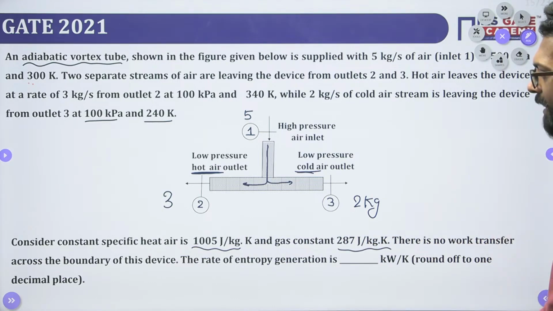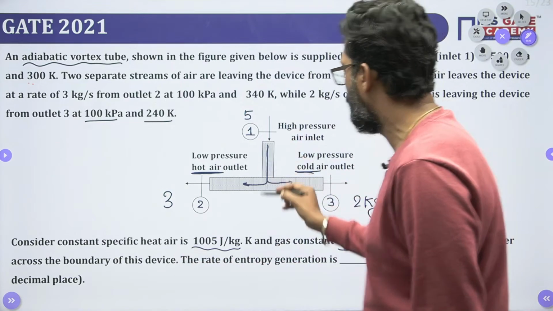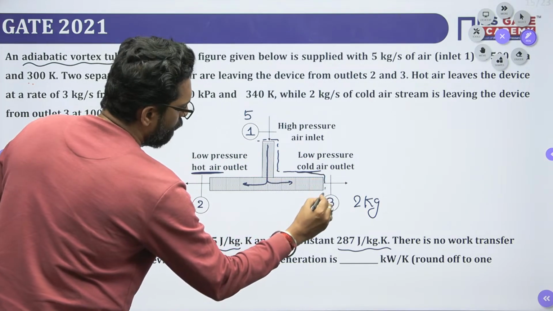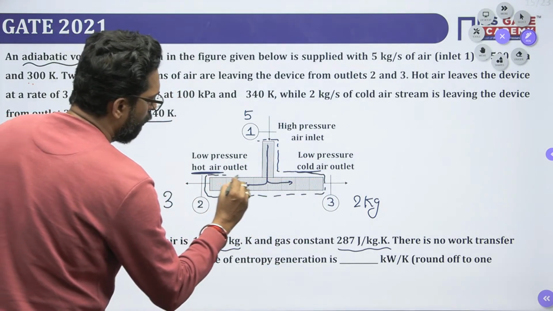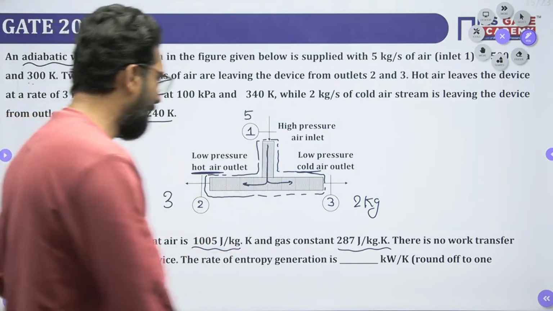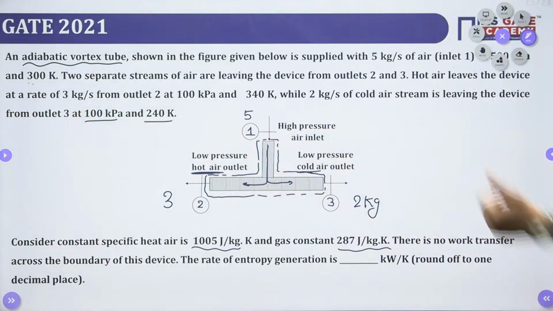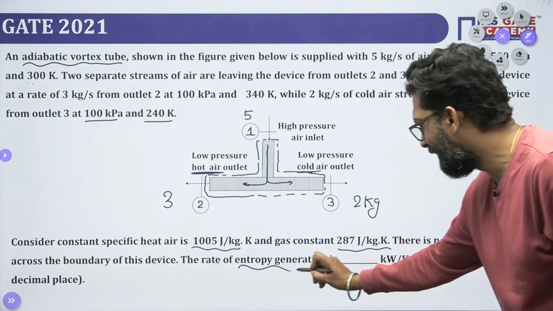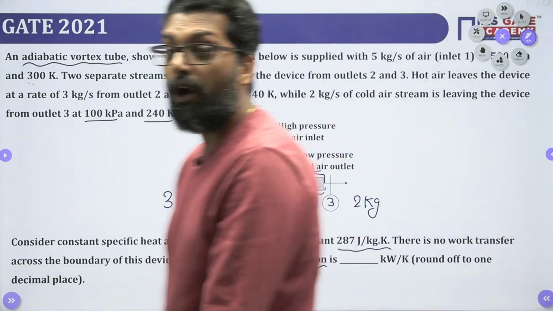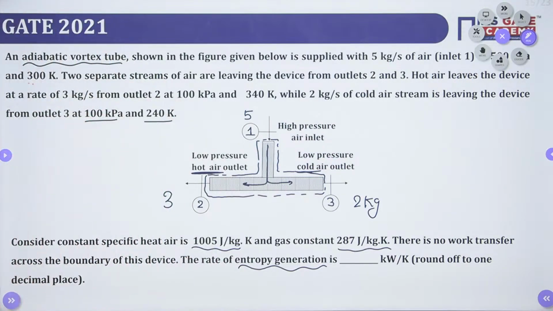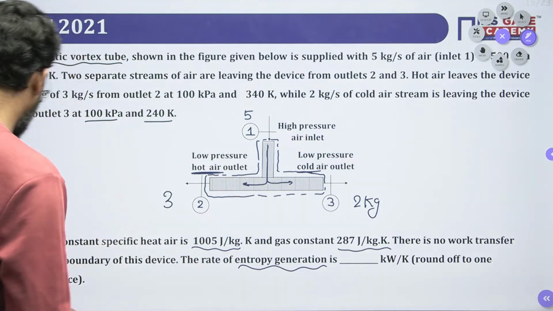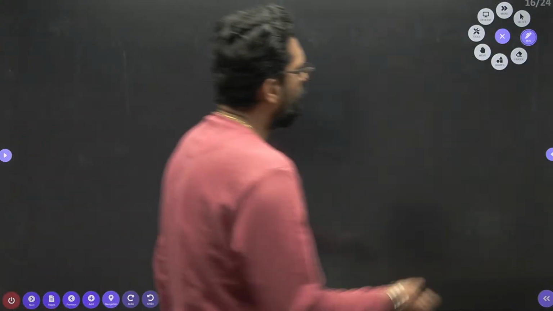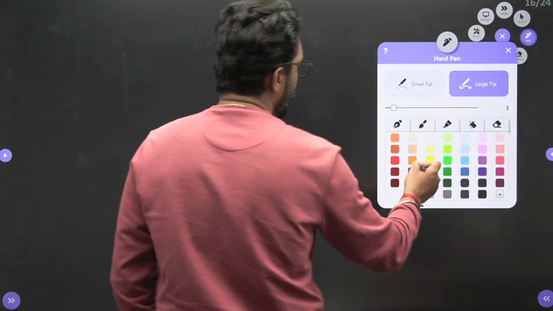There is no work transfer across the boundary of the system. That means if you draw the boundary, this is our boundary, this is your control volume, that is the control surface, and there is no working device across the boundary of the device. We have to find the rate of entropy generation.